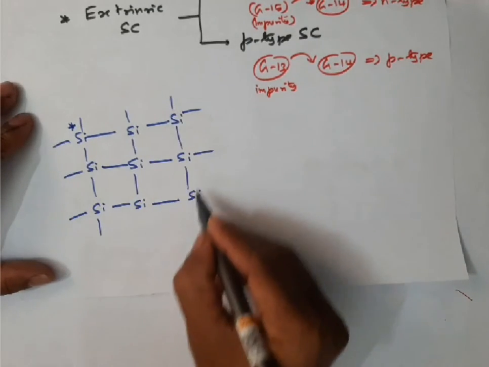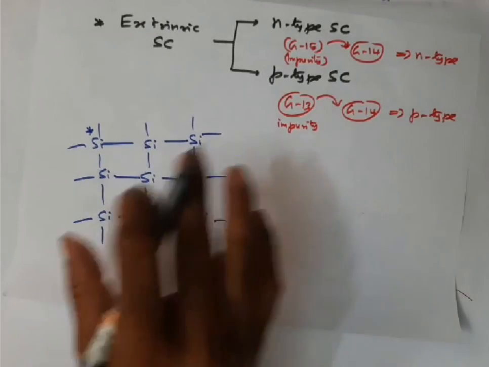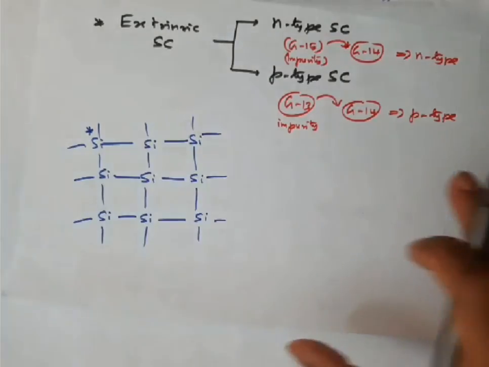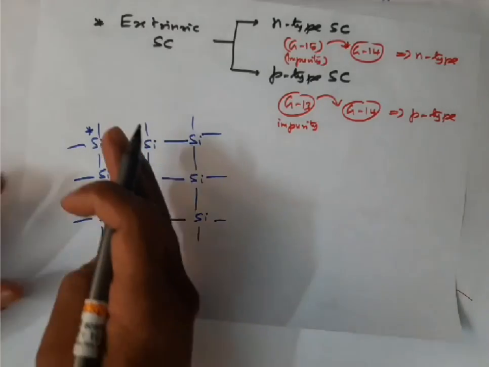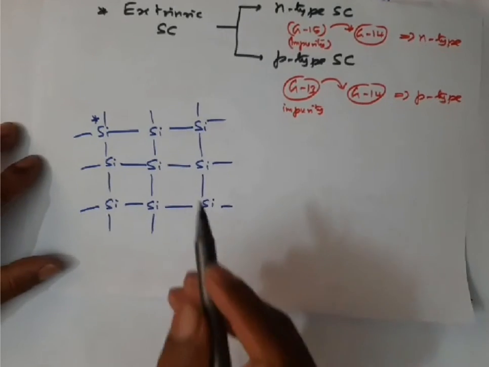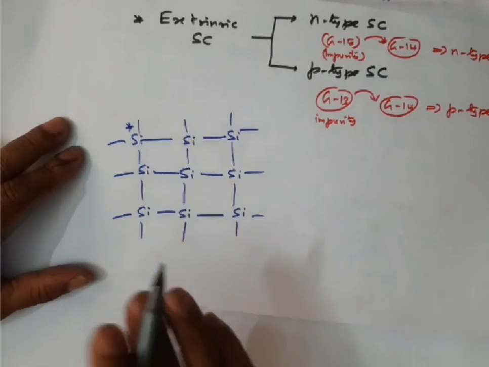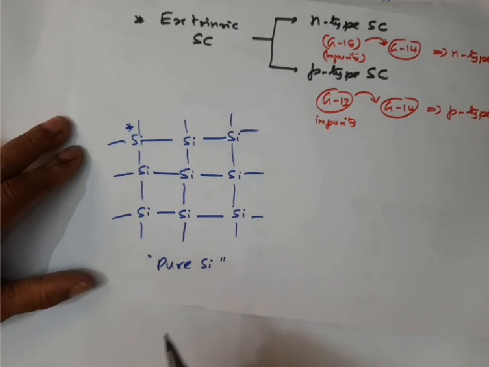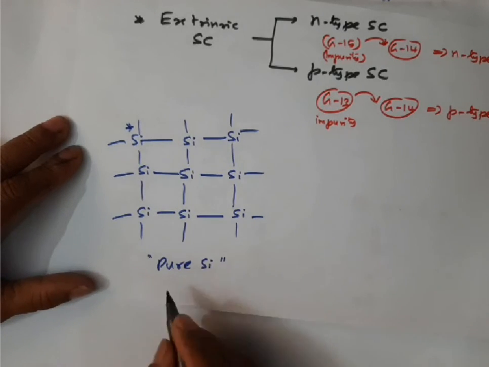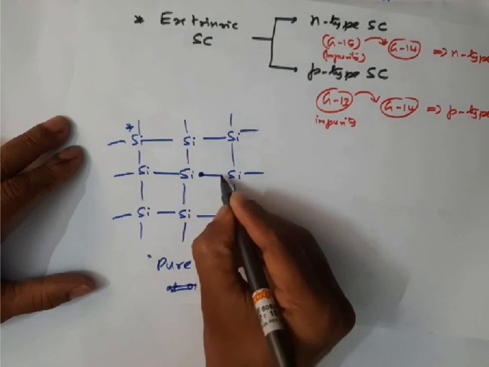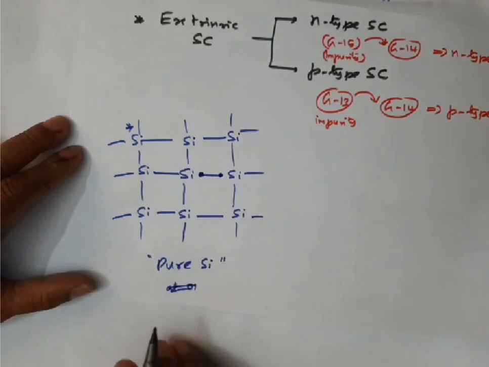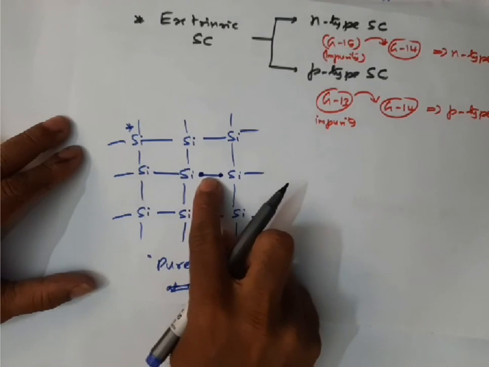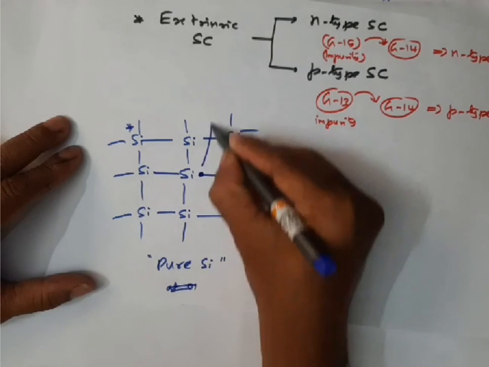Let me just show like this. In pure silicon, the covalent bond extends in all possible directions, three-dimensionally. And I have also told you, in pure silicon, at 0 Kelvin or at low temperature, the electrons which are present in the bonds are called localized electrons. I have told you they are called localized.